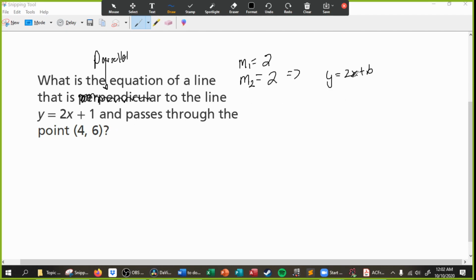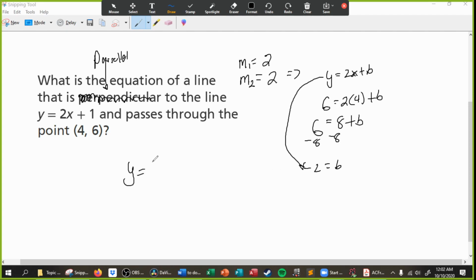And to do that, rewriting with my second slope, I'm going to have 6 is equal to 2 times 4 plus b. This is going to be 6 is equal to 8 plus b. Subtract my 8 from both sides, and I get b is equal to -2, which means I can combine this with my b answer, and I get y equals 2x plus -2.